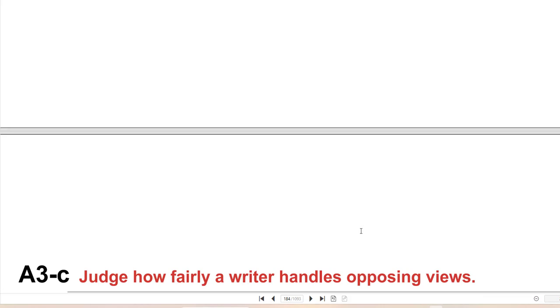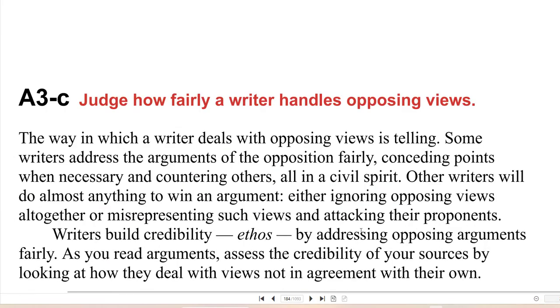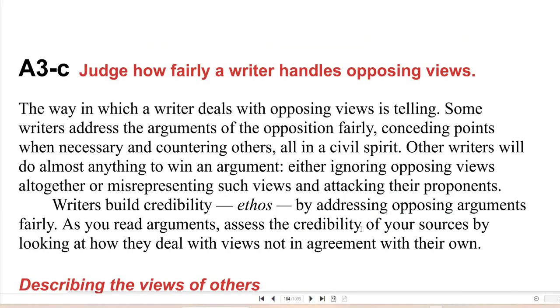And so in order to have a valid argument, you have to have ethos, pathos, and logos. And if any one of those is missing or misused, then you end up with a fallacy. And you don't want fallacies in your paper.